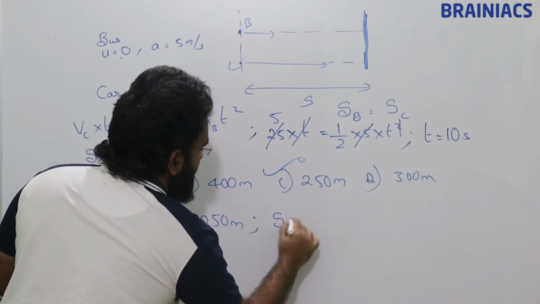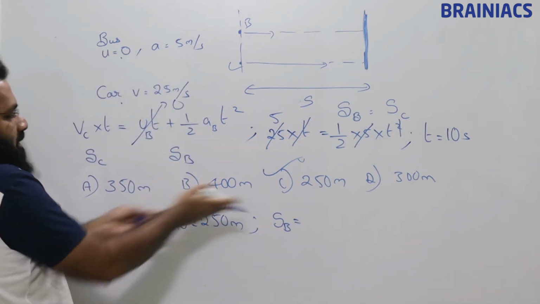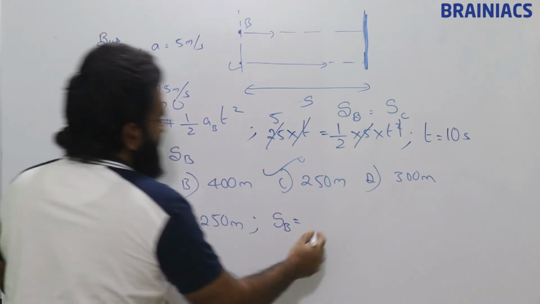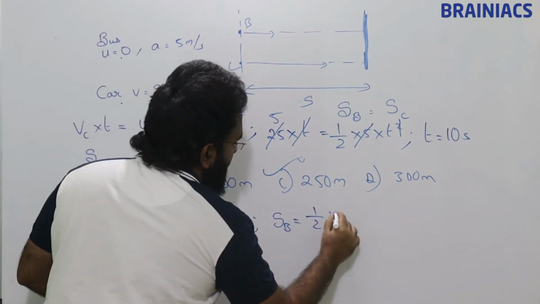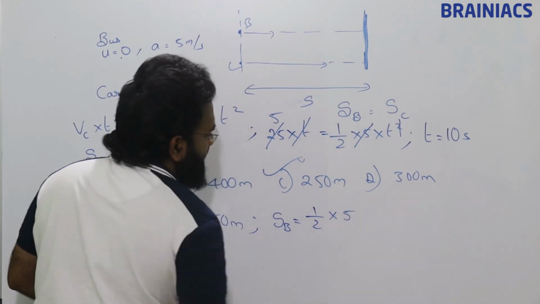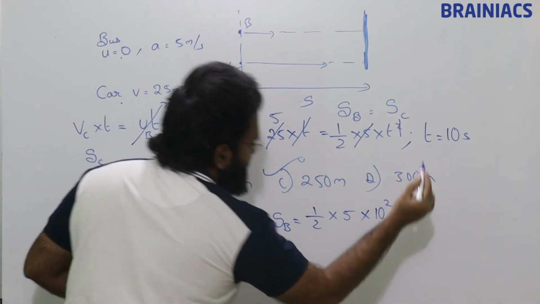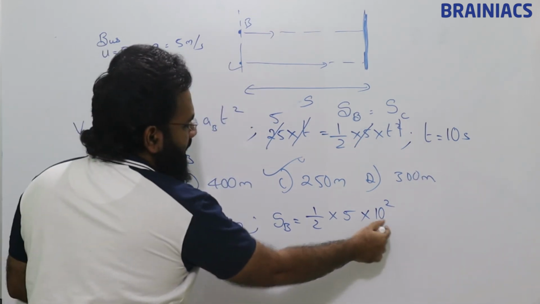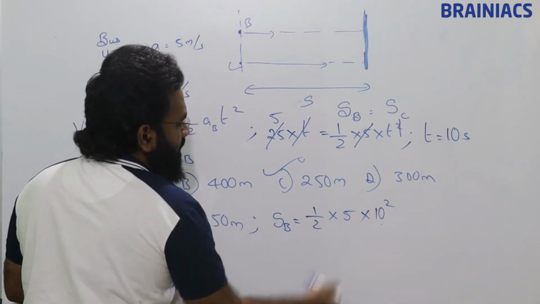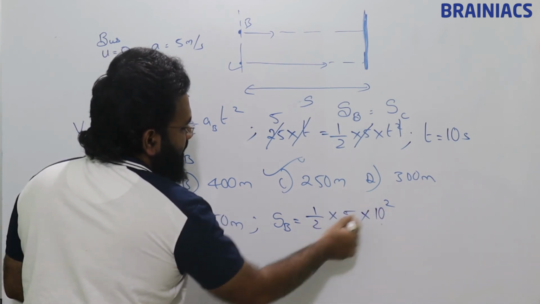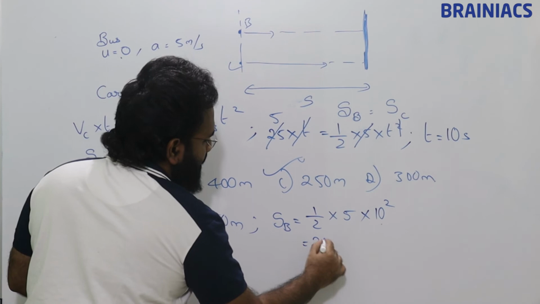So displacement of bus and car are the same. Distance of car, distance of bus, is equal to ut. U is 0, so that will become 0. Half a t square, half into the acceleration of car into t square, we got 10. So this is 100, 2 and 100 cancel. What do we get here? 50. 50 into 5 is 250.